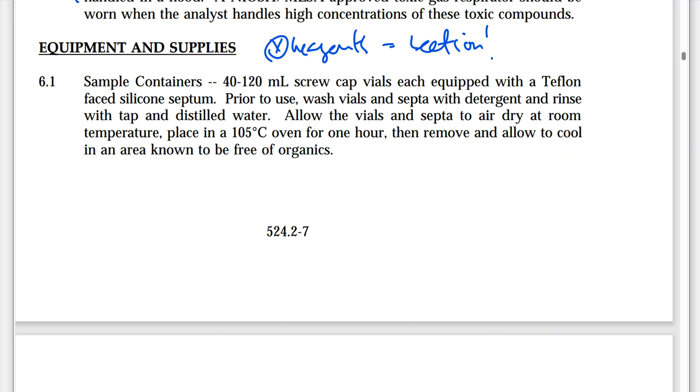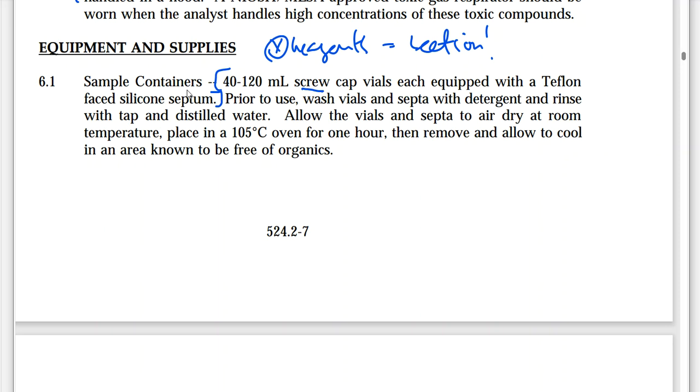So for instance, if I wanted to adapt this method in our laboratory space, it looks like I need some sample containers. Now, look at what it tells me about sample containers. 40 to 120 milliliter screw cap vials, each equipped with a Teflon-faced silicone septum. Guys, I need you to understand that in equipment and supplies, if we are not following this exactly, or as close as we can get it, then we violate the method. So for instance, if I did not use a screw cap vial, but I used something else, I could be in violation of the method.